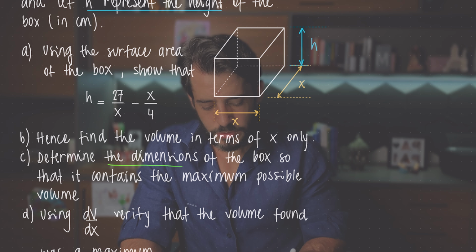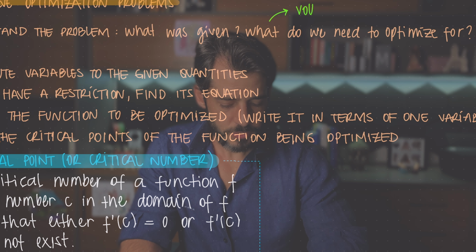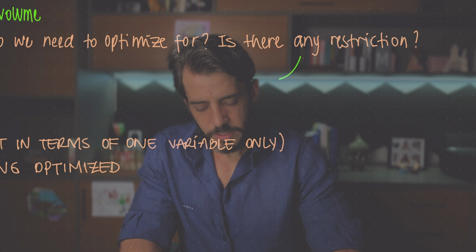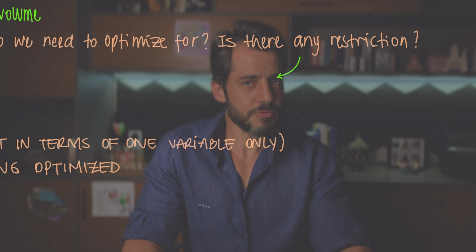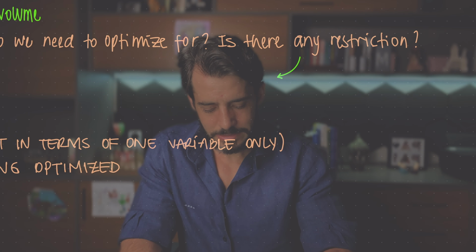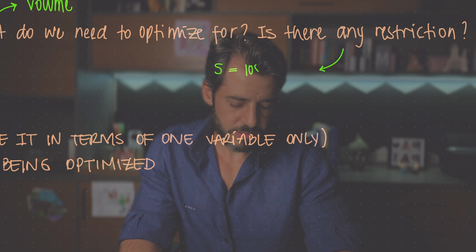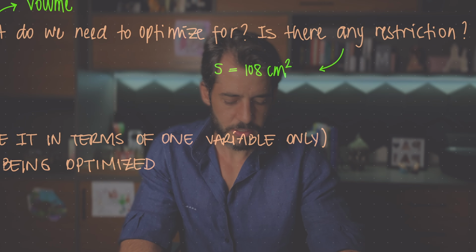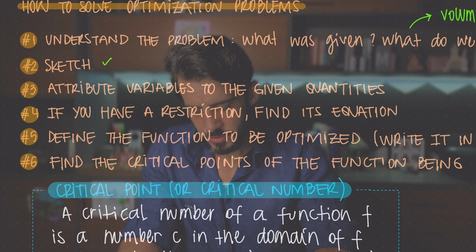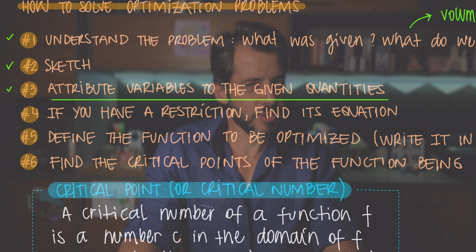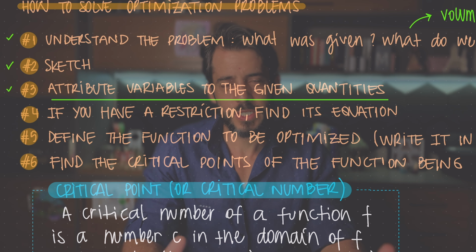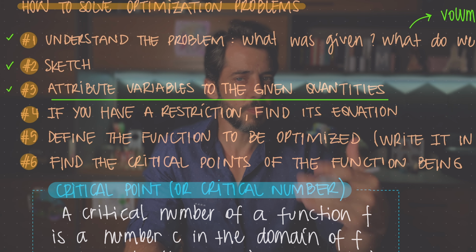At some point, we're going to find the dimensions of the box so we maximize its volume. And the restriction, which is the finite amount of something, is the surface area of the box. We know that S, representing the surface area of the box, is 108 centimeters squared. We also have the sketch, so item 2 is done. We do have variables attributed to the given quantities. The only variable that we didn't choose is volume. We can choose capital V for representing the volume.